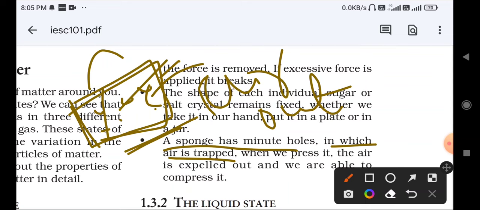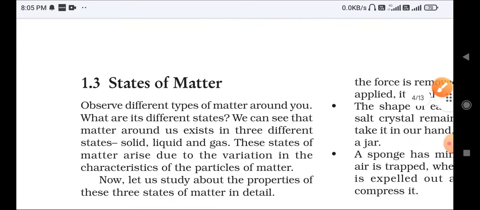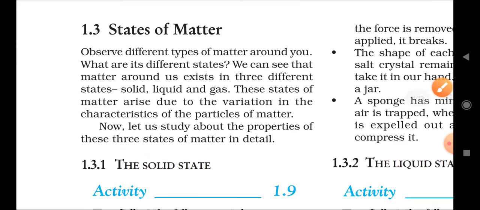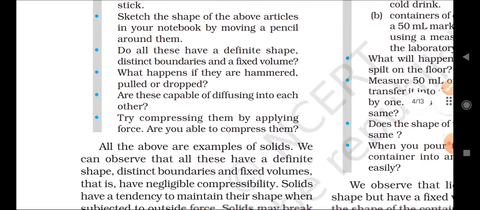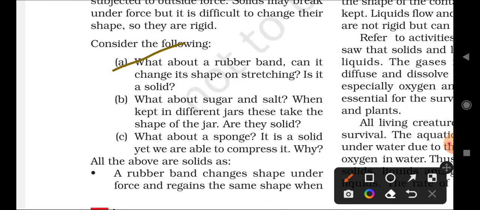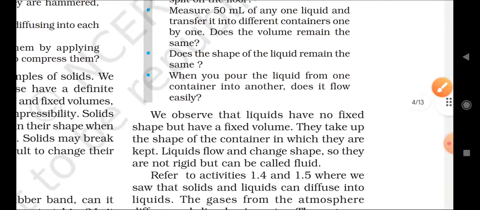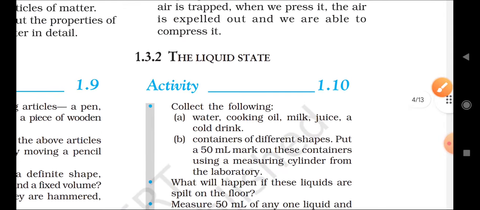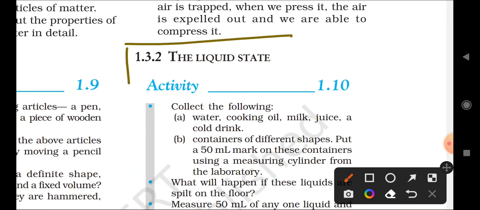These are some important examples of states of matter, that is, the solid state. Rubber is also solid state, sugar and salt are also solid state, and sponge is also solid state. Okay, so next comes the liquid state, and we will discuss liquid state in the next class.